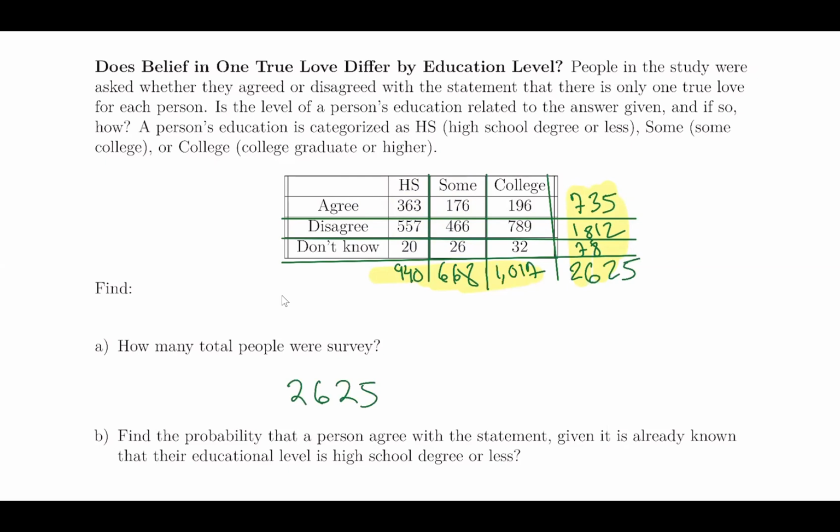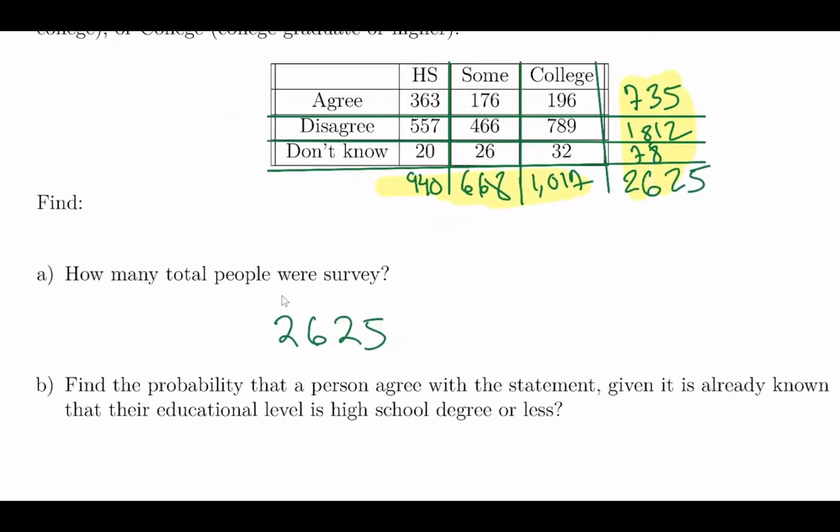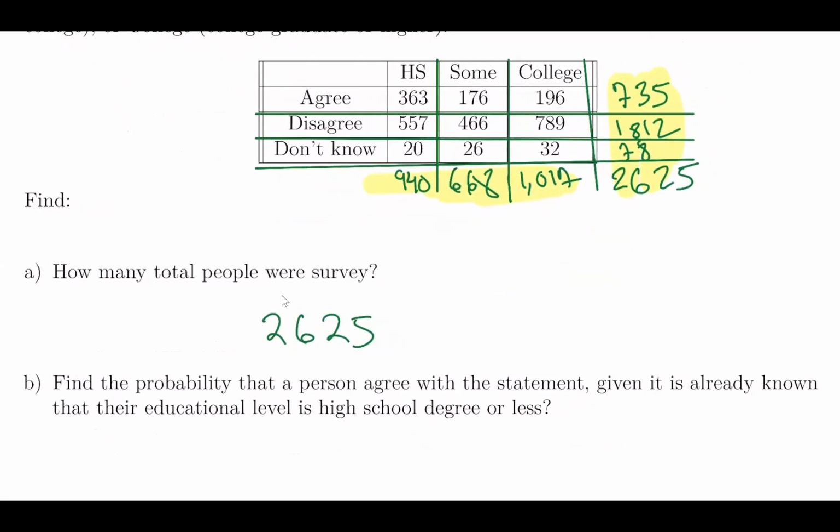All right, everybody got A. All right, so let's do B. Remember for this section, you have to look for the key words for these problems, because if you can't find the key word, it's going to make this chapter really hard for you. I'm telling you, this chapter is probably the hardest of all the chapters, just reading wise. So you do want to pick up on little hints. For this one, it says find the probability a person agrees with the statement given it's already known that their education level is high school degree or less.